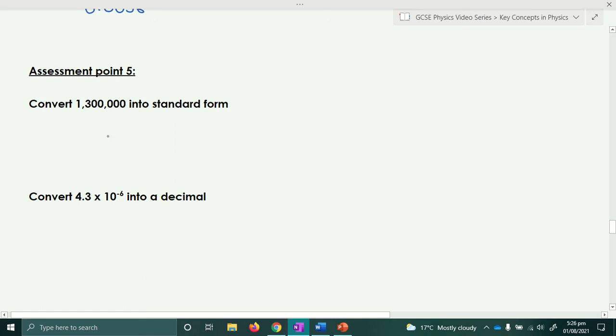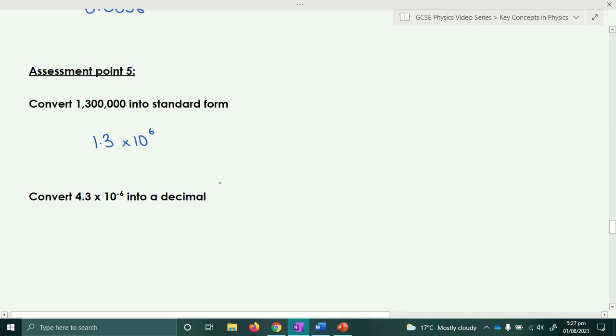So with this one, the mantissa is going to be 1.3. All of the rest of these are zeros, so we're not going to write those. And then we need to figure out how many places we've moved it. So 1, 2, 3, 4, 5, 6. And it's a really big number, so it's going to be a positive exponent there.